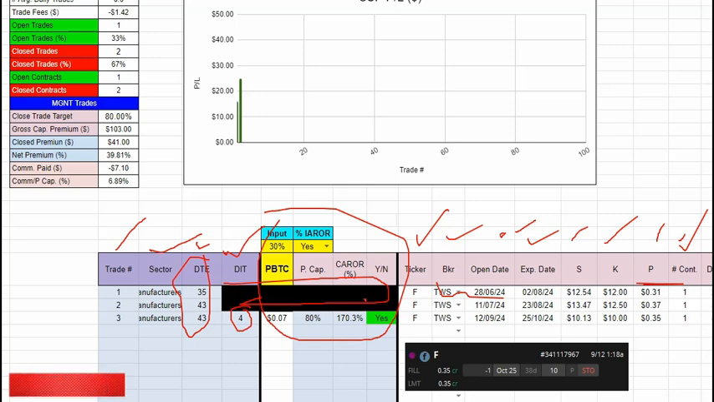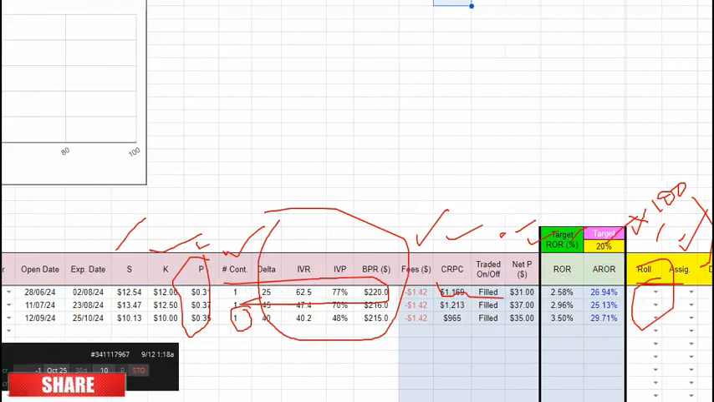And this is being filled. The net premium here, that's how much you're gonna get in total, which is pretty much this thing here multiplied by 100, okay, times the number of contracts. And here it is. Let me see if I can go so you guys can see.